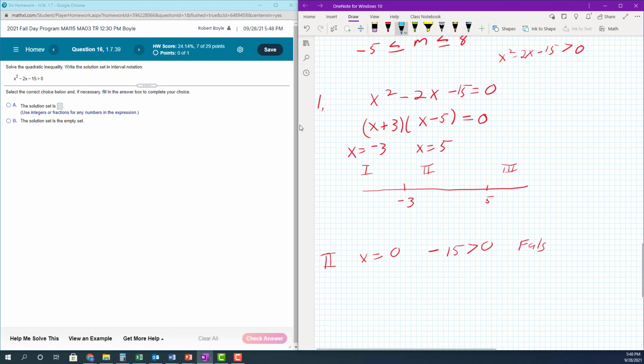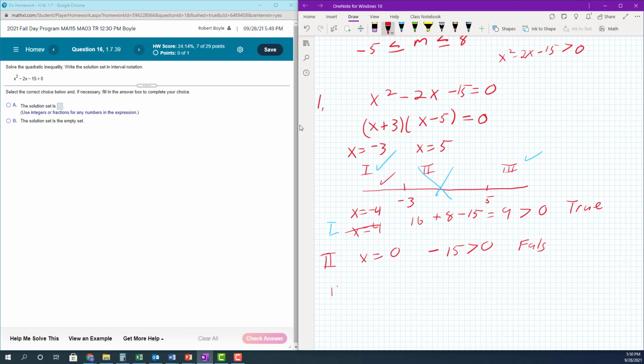So this interval does not satisfy the inequality. Chances are this one does, and so does this one, but let's just make sure. For interval 1, we can let x be equal to negative 4. Then negative 4 squared will be 16. Minus 2 times negative 4, that's just plus 8. Minus 15. Well, 16 minus 15 is 1, plus 8 is 9, which is true. That's greater than 0. So this does indeed work.